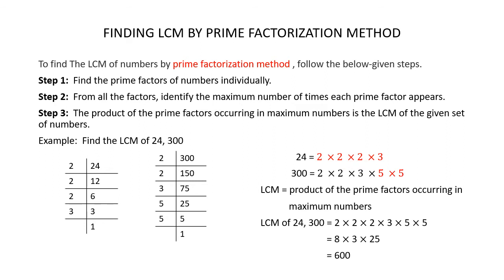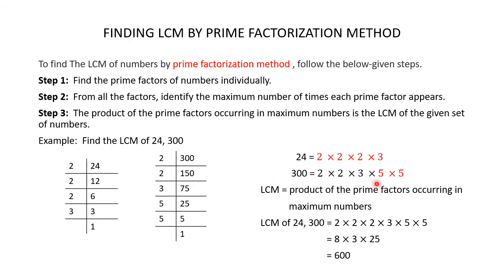Now let's find the prime factors of 300. To do that, divide 300 by 2, you'll get 150. Divide 150 by 2, you'll get 75. Divide 75 by 3, you'll get 25. Divide 25 by 5, you'll get 5. And finally, divide 5 by 5, you'll get 1. So the prime factors of 300 are 2, 2, 3, 5 and 5. So 300 can be written as the product of its prime factors as 300 is equal to 2 multiplied by 2 multiplied by 3 multiplied by 5 multiplied by 5.